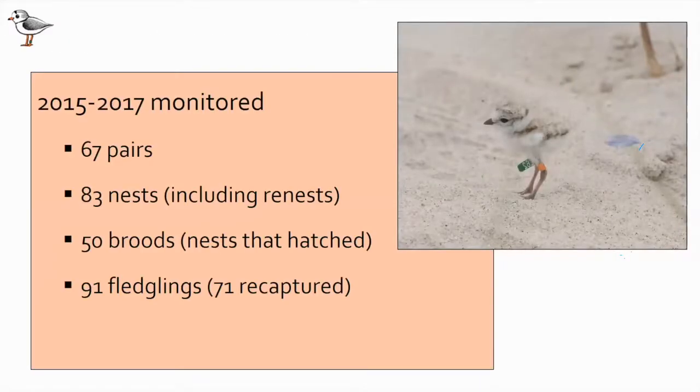Okay, so from 2015 to 2017, we monitored 67 pairs, 83 nests, and we included all renests where they occurred, 50 broods, and 91 fledglings, 71 of which we recaptured. As you can see, we didn't have 100% recapture rate.